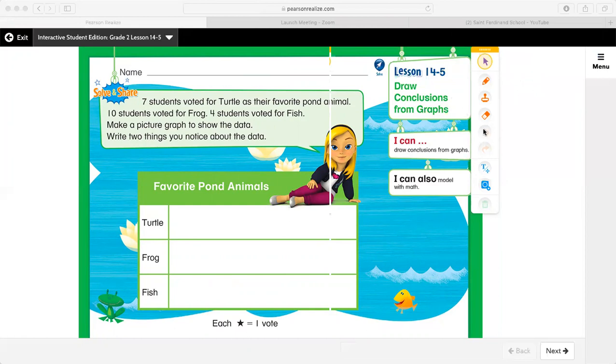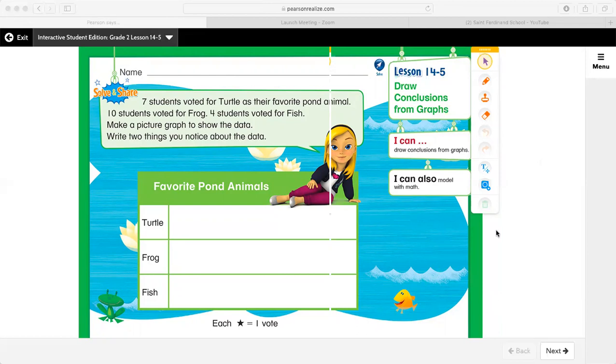So if we look here, on our problem, it says 7 students voted for turtle. So we have 1, 2, 3, 4, 5, 6, 7 stars for Mike under turtle. And we also have 7 stars for turtle under Leah's. 10 students voted for frog. If we count, Mike has 10 and so does Leah. And then for fish, both students have 4.